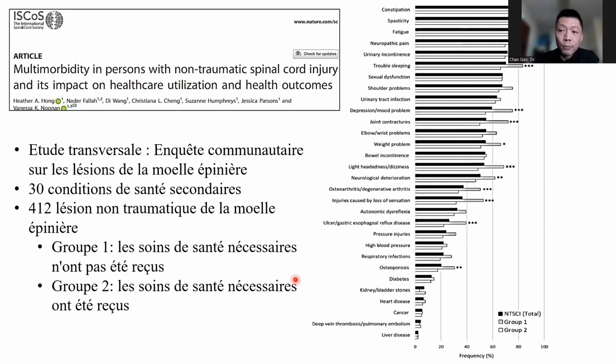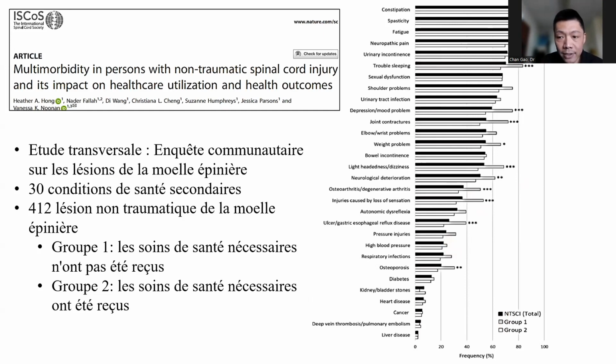The participants were divided into two groups. Group 1 felt the needed help was not received. Group 2 felt the needed health care was received. In this study, 99% of the participants with spinal cord injury reported multimorbidity. Among the 30 conditions, 13 were significantly more prevalent in group 1 than in group 2, including neuropathic pain. So one of the 13 conditions is neuropathic pain.